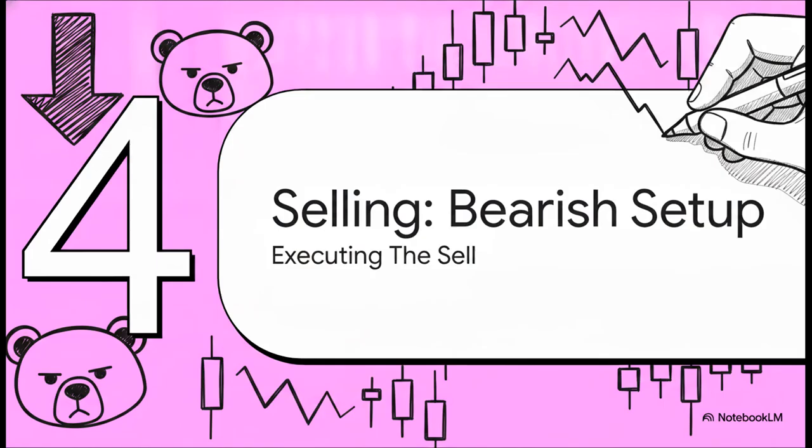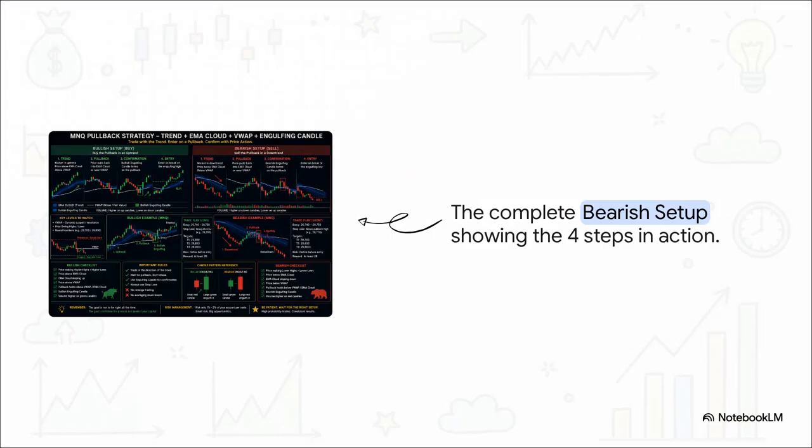All right, let's look at the other side of the coin. Section 4, Selling, the bearish setup. Let's move to this chart and see how this builds, because honestly, your learning curve is halved right now, since this is the exact mirror image of what we just looked at. As you can see, the market is now in a downtrend. The price is looking heavy, sitting below a downward-sloping blue EMA cloud and below the VWAP equator.